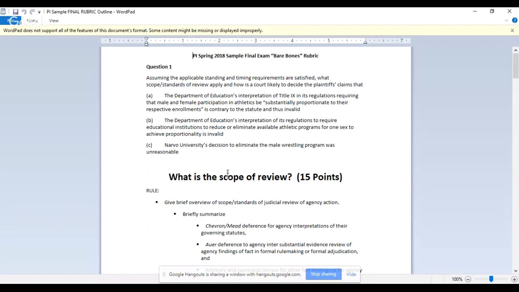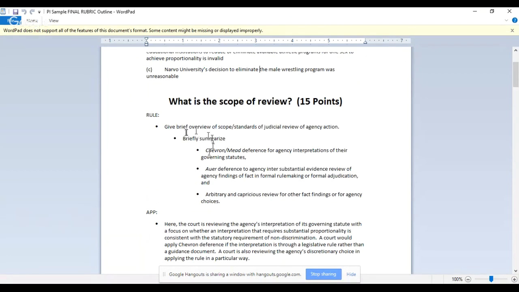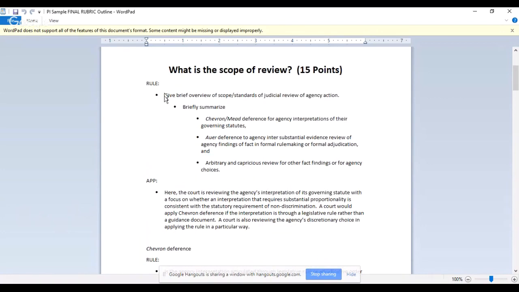Yes. All right. So at the top, it's just the initial question that we were looking at before, and now I've broken it down to an outline format. Now, if you look, here's the rule that she's given us, and one thing I do like about this is she's told us exactly what she's looking for. So, give a brief overview of the scope and standard of judicial review for agency action. So, she says briefly summarize.